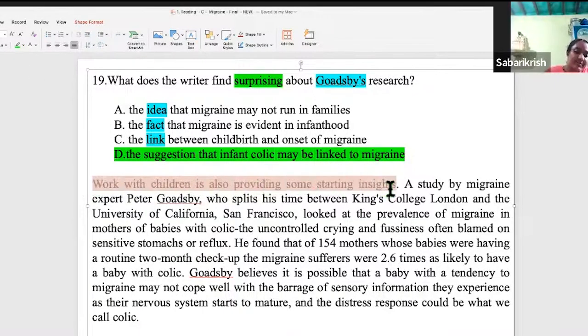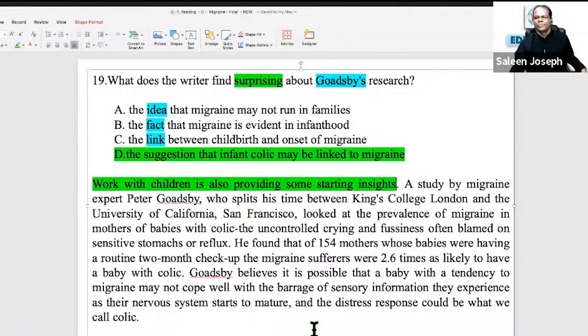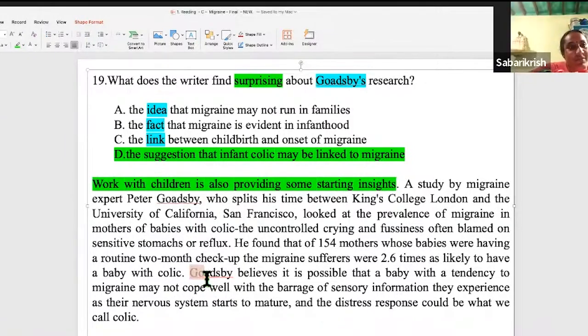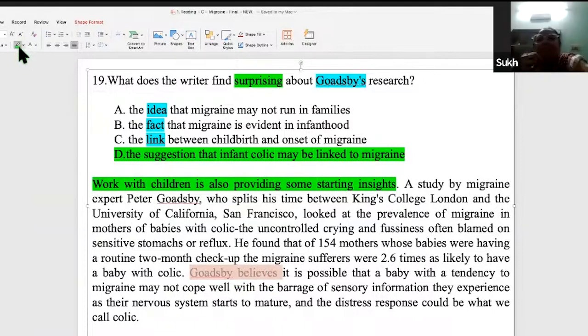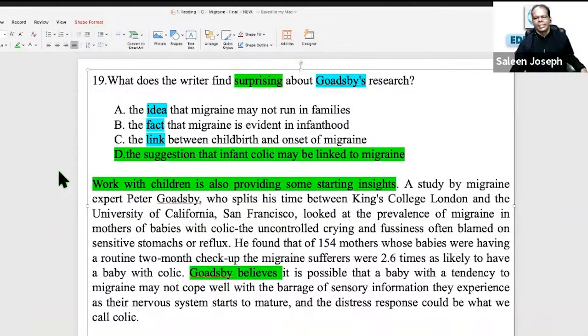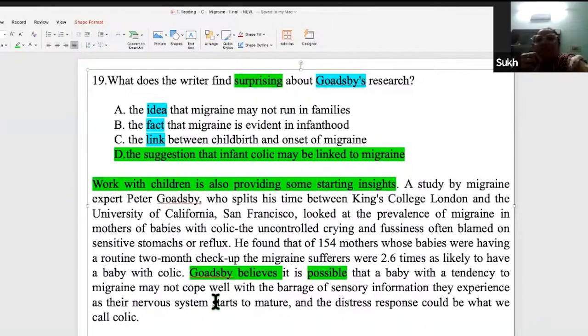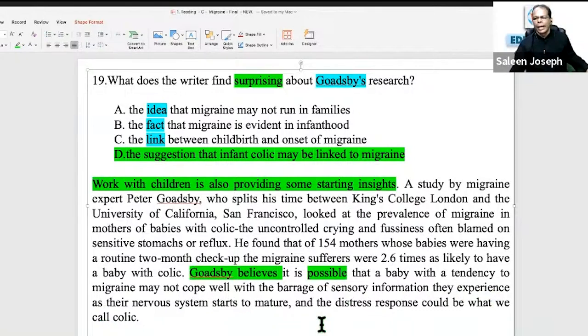Gottschalk believes it's possible that a baby... Yes, find the answer. Third line. Last, Gottschalk's name is here, right? Believes. Believes is the suggestion word, an opinion word. It is possible, probable. Again, opinion word. That a baby with a tendency to migraine may not cope well with the barrage of sensory information they experience as their nervous system starts to mature, and the distress response could be what we call colic.